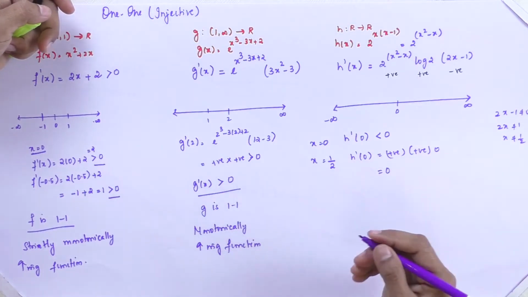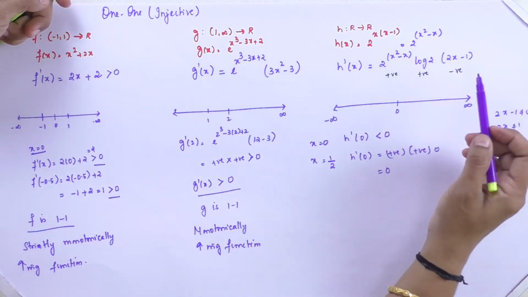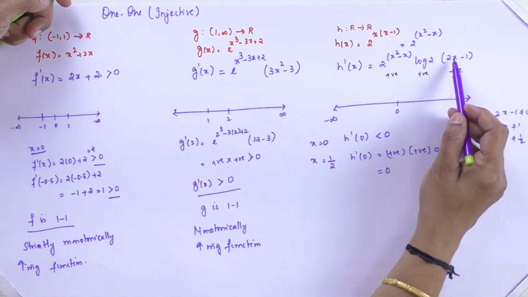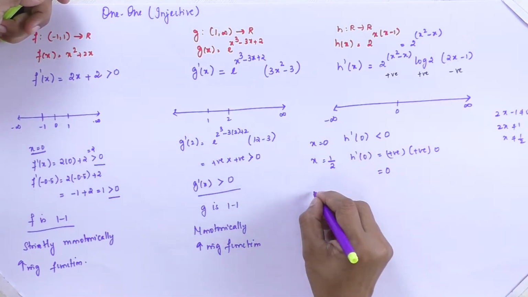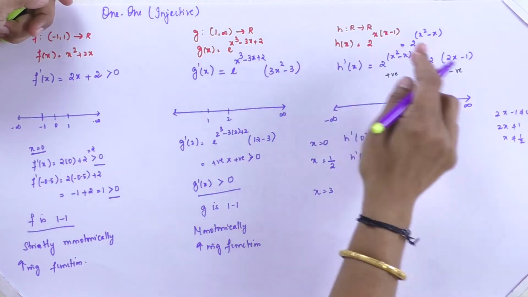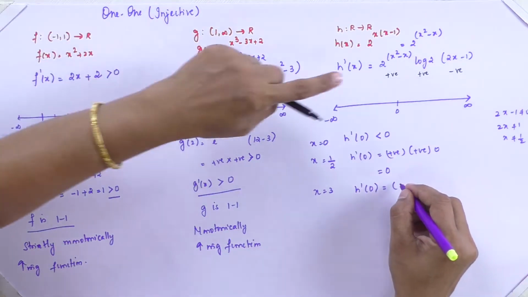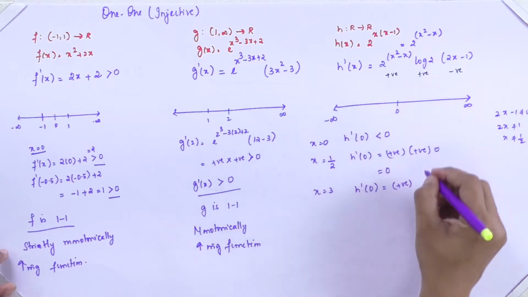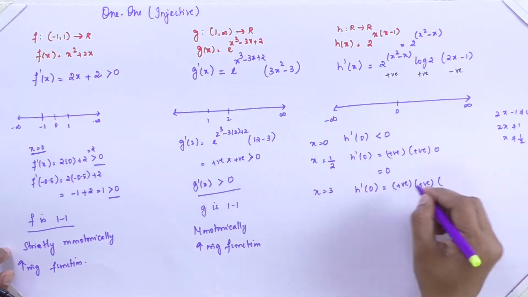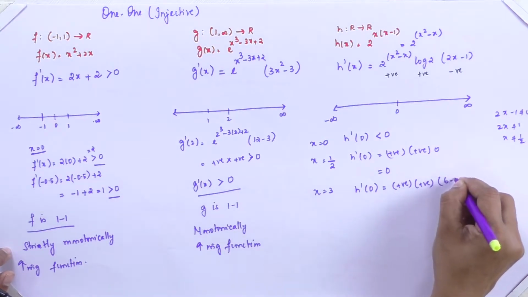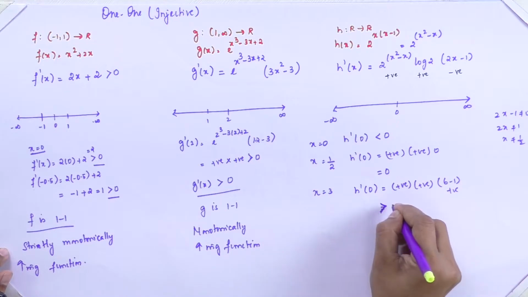And next I can take another value. Say, for example, if I take x is equal to 3, that is also a real number. In this case, h dash of x will have this term positive, this also positive, and the last one, if you see now, I substitute 2 into 3 is 6, 6 minus 1, that becomes positive. So therefore this will be greater than 0.